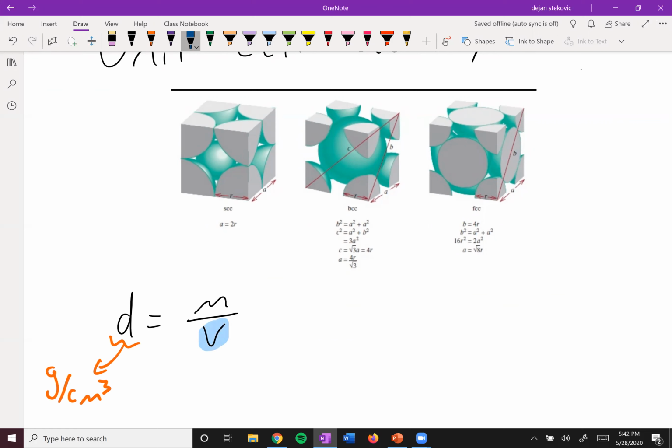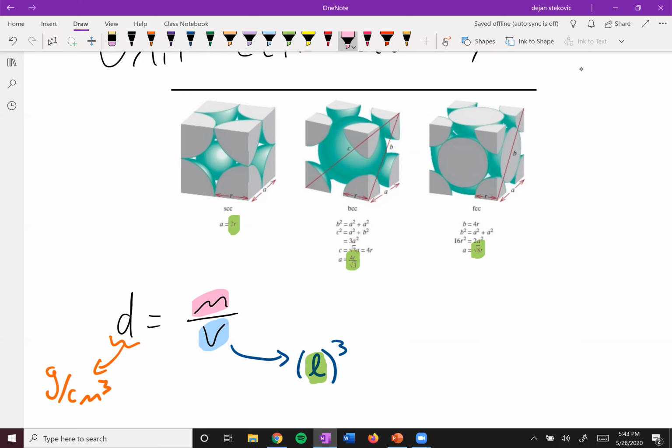Think about what the volume of a cube is. Well, the volume of a cube is equal to the length of one of its sides cubed. That's why it's called cubing, or that's why it's called a cube, right? So depending on which cube you have here, you can get some kind of relationship between R and the length, right? So if you had simple cubic, you'd plug in 2R over here and then cube it, and so on and so forth.